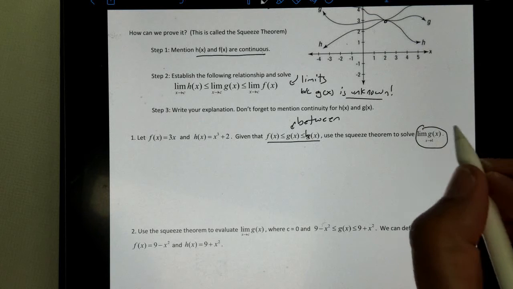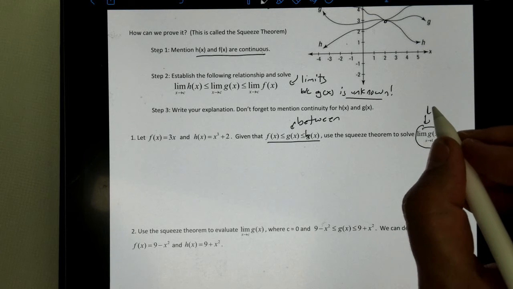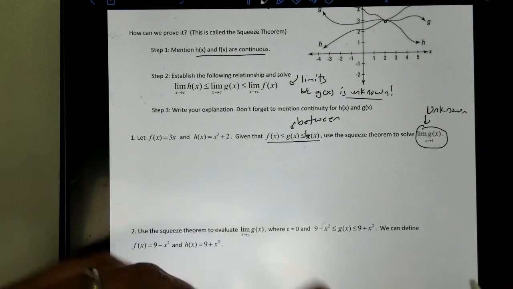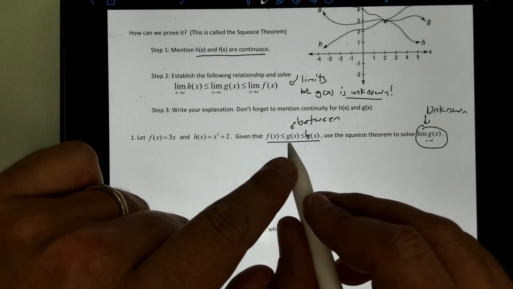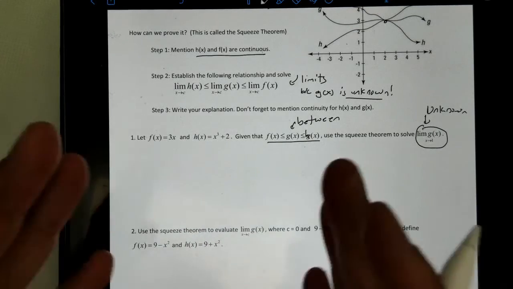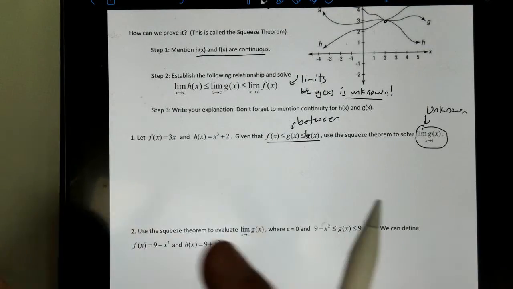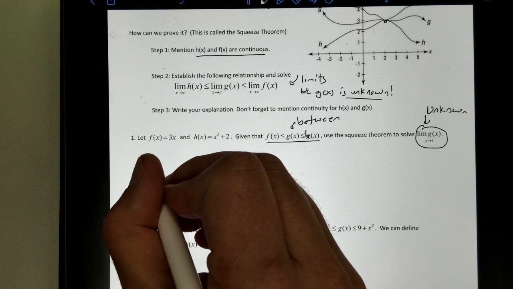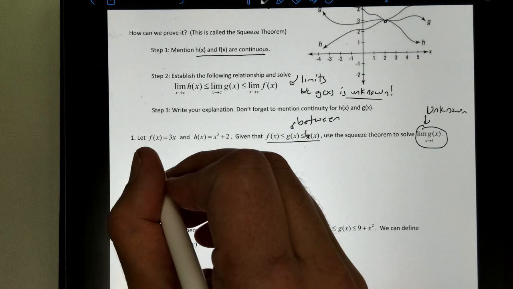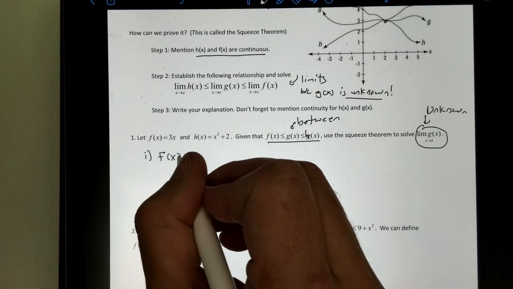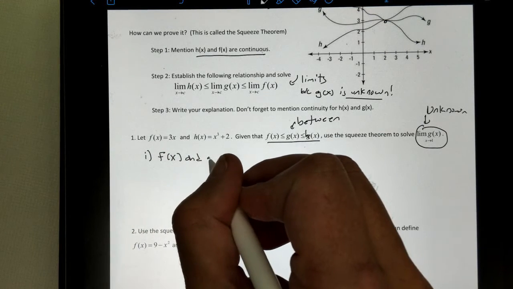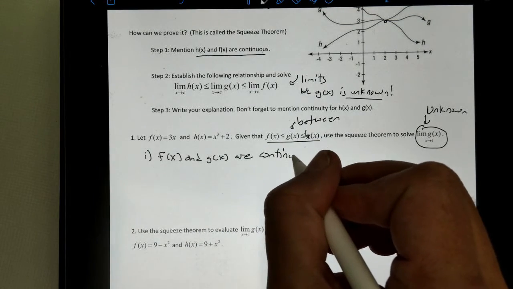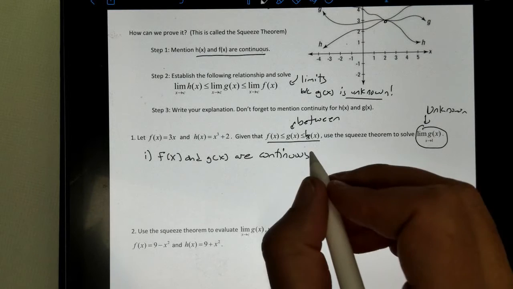Now remember, we don't know anything about this. We are into the unknown. We don't know anything about it except that g is between f and h. So to start this, we have to establish that f and h are continuous. And that's easy enough to do. We can say that yes. Step 1, f of x and h of x are continuous. There's no domain restrictions. We can just say they are continuous.